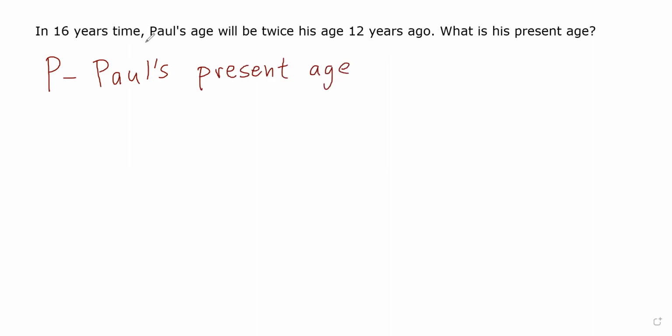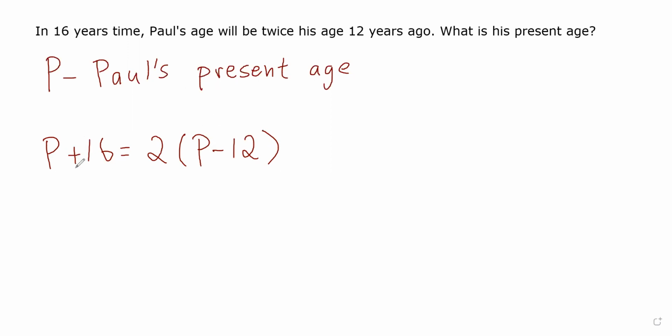We're given that in 16 years' time, which is Paul's present age plus 16, this is twice his age 12 years ago. So this is simply twice his age 12 years ago, which is Paul's present age, take away 12. Okay, so we have this equation. Paul's age 16 years later is twice or double his age 12 years ago. So P minus 12 is Paul's age 12 years ago.